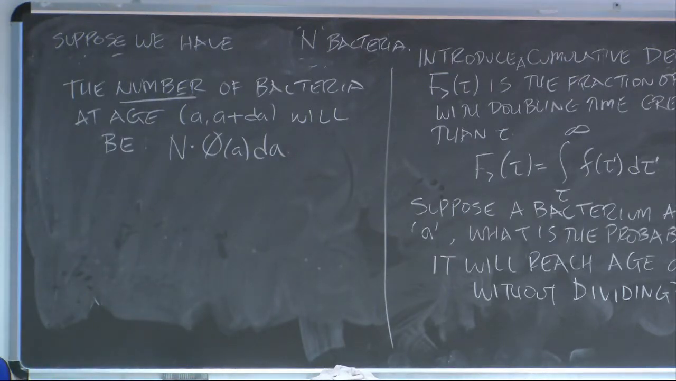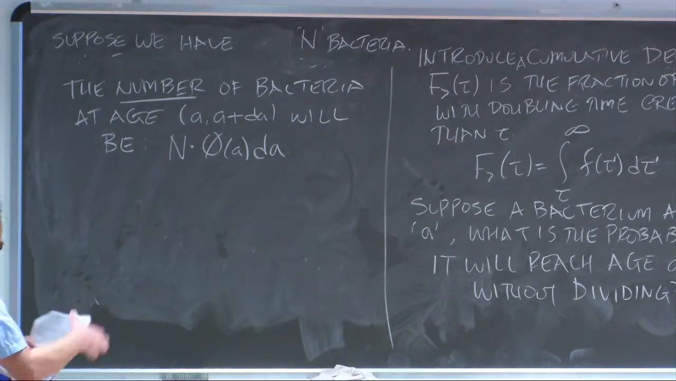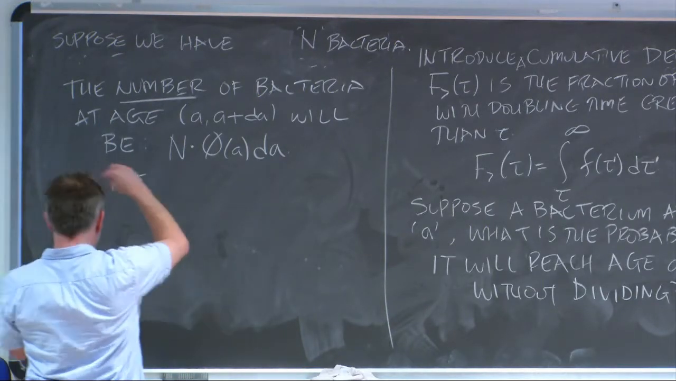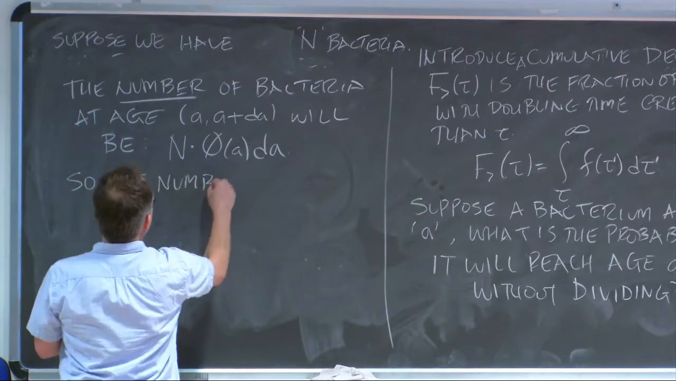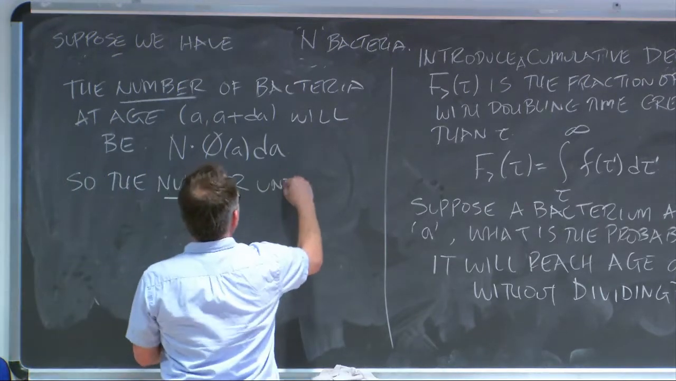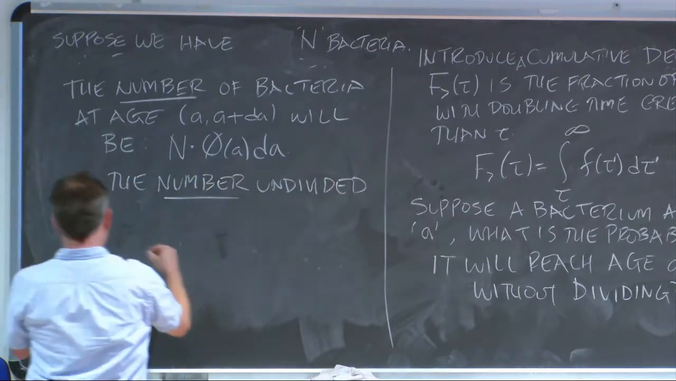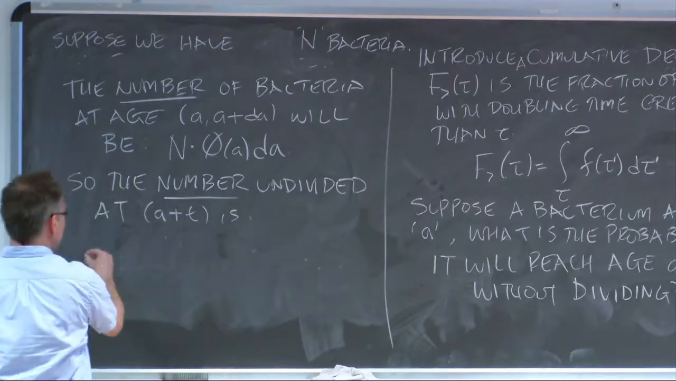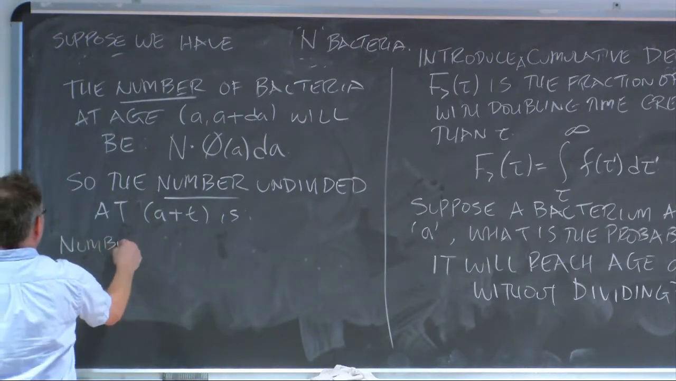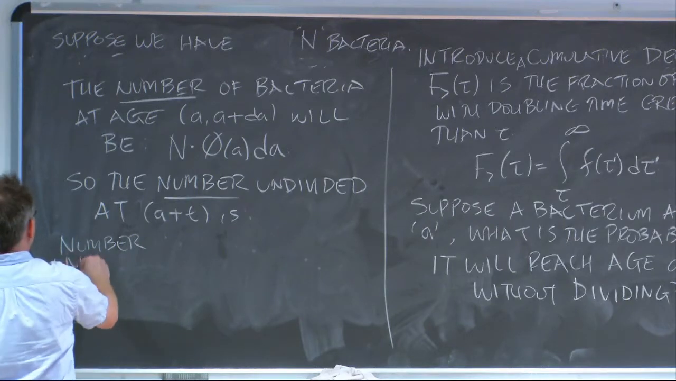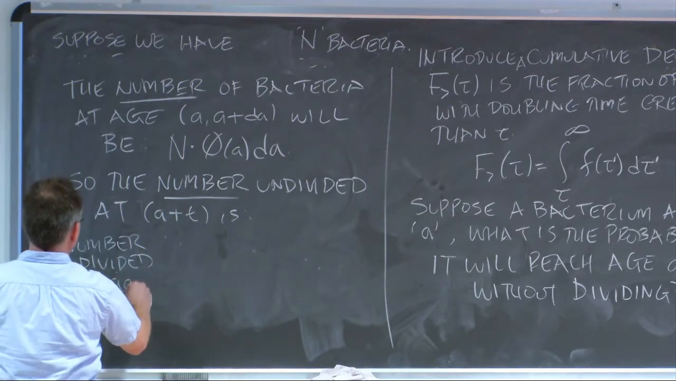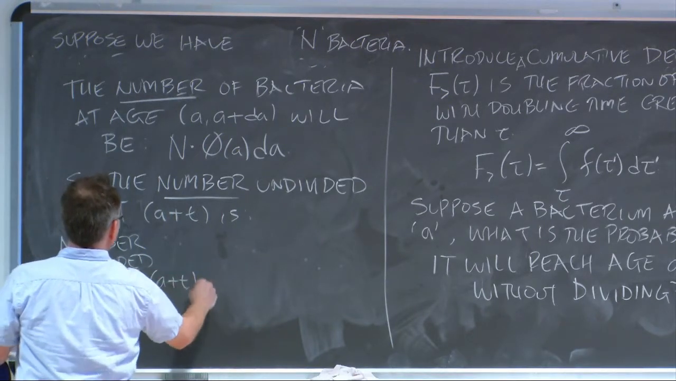Does that make sense? So this is at this instant right now. Now suppose we wait a time t, what's going to happen? So let me write one more thing, and then let's talk about it. So the number undivided at a plus t is going to be this. So this will be the number undivided at age a plus t.